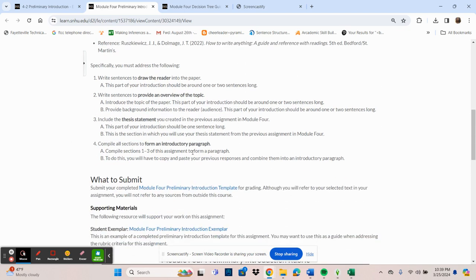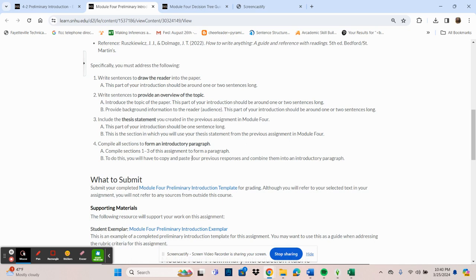So, to complete this assignment successfully, you're going to address the following. Number one, you're going to write sentences to draw the reader into the paper. Remember, we talked about the hook and how we can do that. We can provide a shocking or provocative statistic. We can ask a question. We can present an "imagine that" type of scenario. We can provide a personal anecdote or a personal story. There are all sorts of ways. And another thing you can do is even do a little bit of research on your own of hooks and different ways people draw readers into their text to see what works best for you and your writing style. Okay. This part of your introduction should be 1 to 2 sentences long.